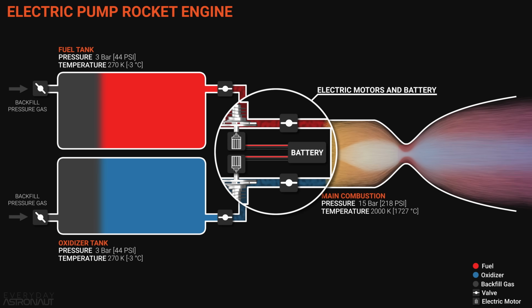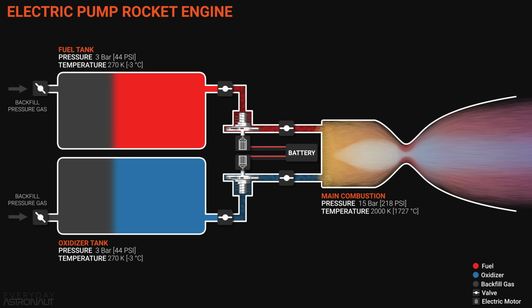So now we're adding a little bit of complexity, but our biggest advantage is now we can lower the pressure inside the tanks. We can go from something like 30 bar down to only about 3 bar of pressure. And as you can imagine, that makes the tanks much, much lighter. So as long as the weight saved on tanks is lighter than the weight of the pumps, motors, and batteries, it's a win.